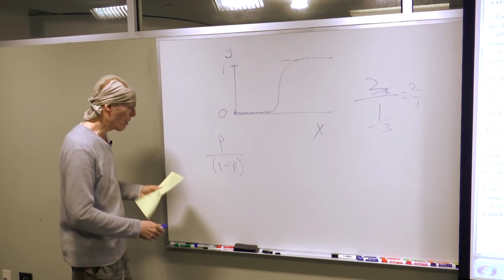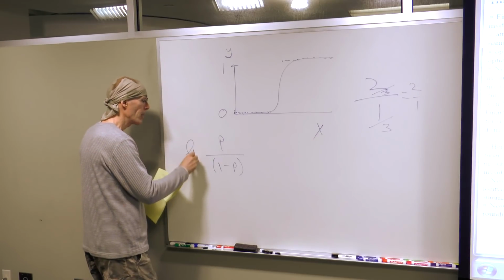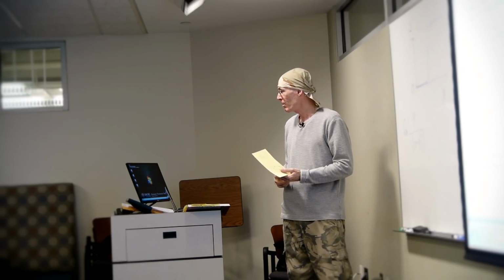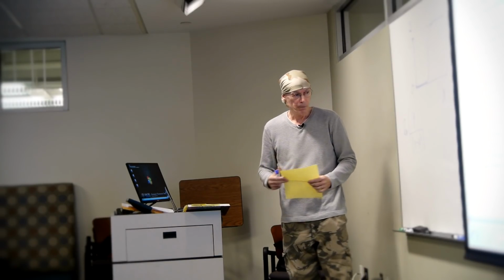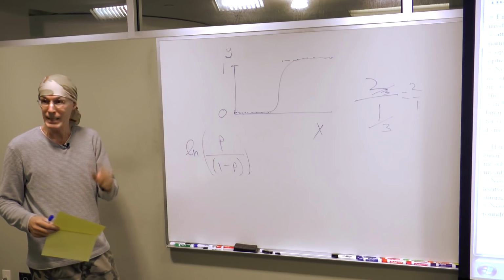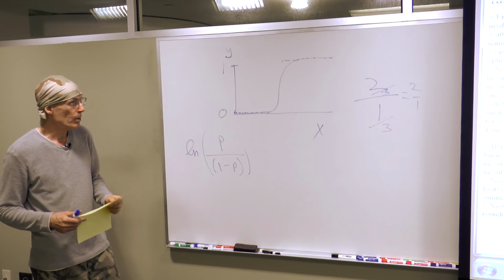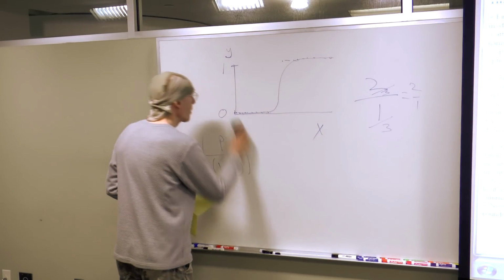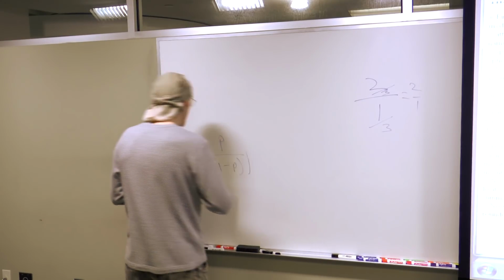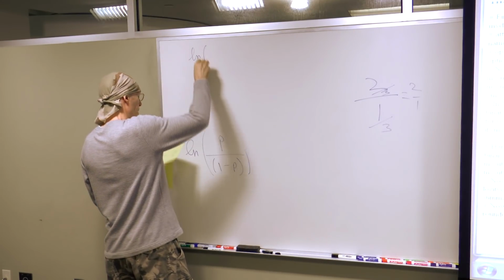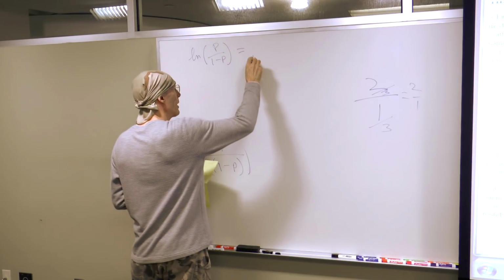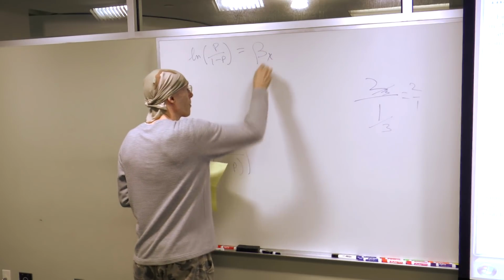Now, what we want to do is take the natural log of that, and we're using ln instead of log. The reason we want to take the natural log is we're going to exponentiate some things, and it's going to turn out to be a very nice algebra. So let's actually do that. Let's clear this off. And let's say the ln of p over 1 minus p is equal to beta x.